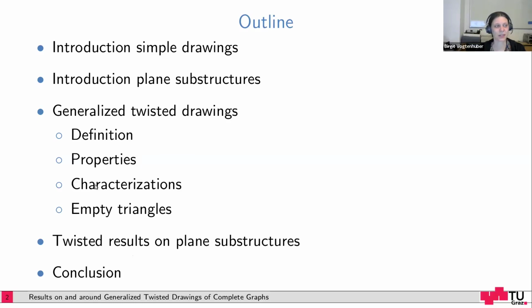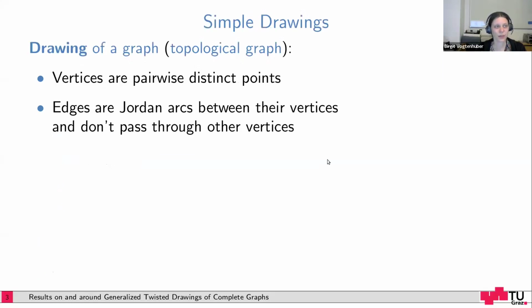So I find them interesting just by their properties and the things that one can learn about them, but they're also interesting for simple drawings in general. And then I'm going to conclude with a whole bunch of open questions, a very incomplete list of them on this topic.